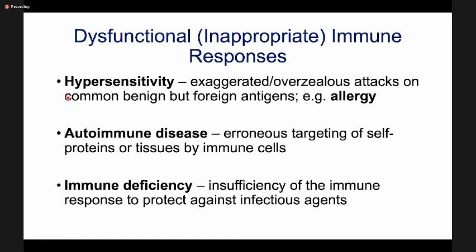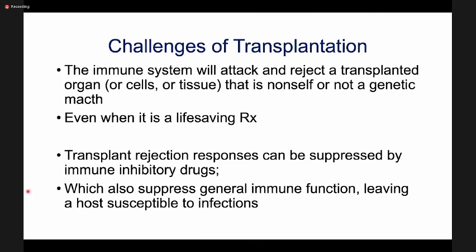The other aspect is autoimmune disease, where you get the immune system erroneously mounting a response against self-proteins or self-tissues. And then immune deficiencies, where you don't have an immune response against infectious agents. So usually the patient will manifest with recurrent infections because they're just not able to get rid of them.